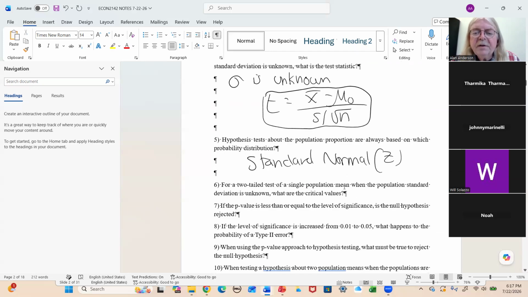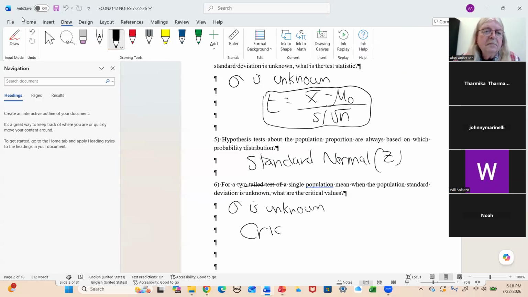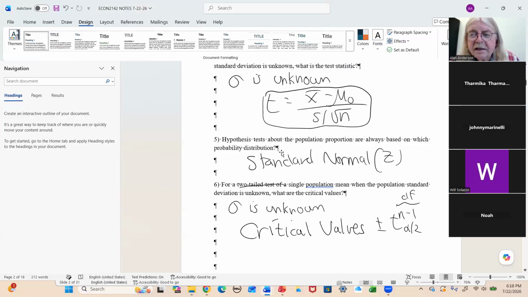Okay. All right. For two-tailed tests of a single population mean, when the population standard deviation is unknown, critical values will therefore be, because it's a two-tailed test, okay, so remember, this is the degrees of freedom, and these are the two tails that each contain half of alpha.